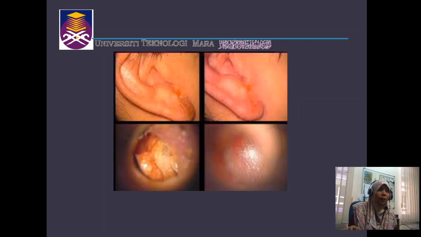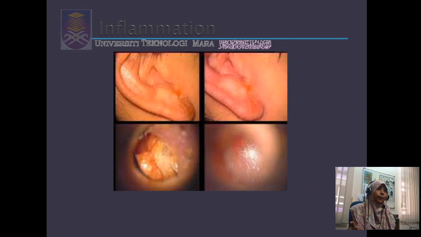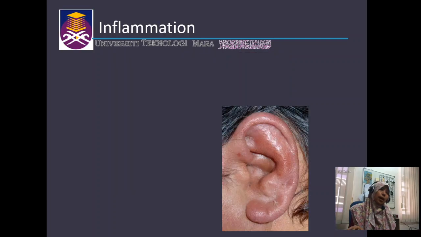So this is how otic infection looks like. You can see it is abnormal. There is inflammation, and sometimes there is also pus. This is how it looks when there is inflammation at your ears.